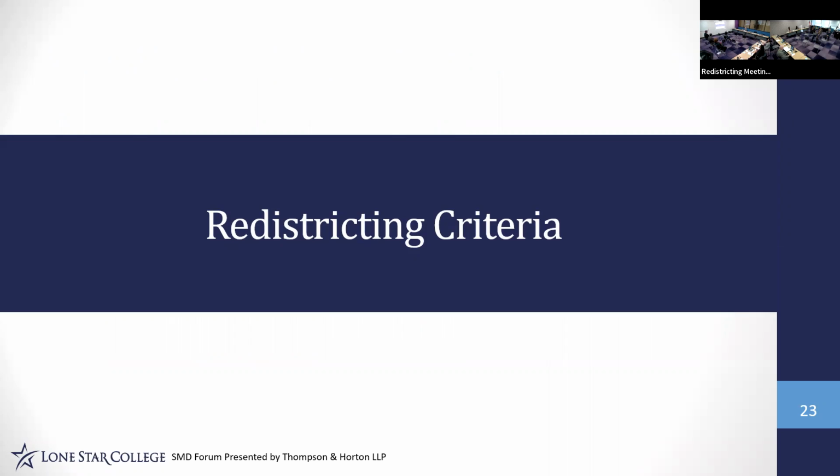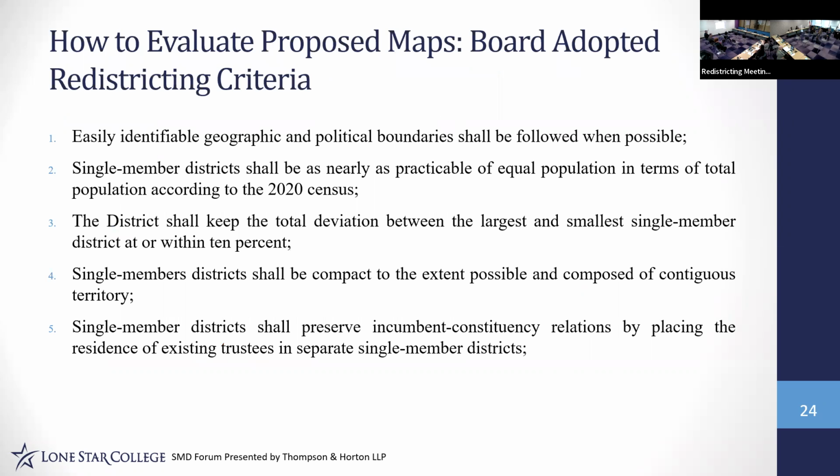These principles combine, like Paige said, pragmatic things that you would want to take into consideration when you're deciding how to determine what the boundary between a single member district and another single member district should be, and also state and federal law. So some things in this list of criteria, and there are 9, are going to be very familiar to you. For example, the first one is easily identifiable geographic boundaries and political boundaries will be used to be the dividing line between single member districts.